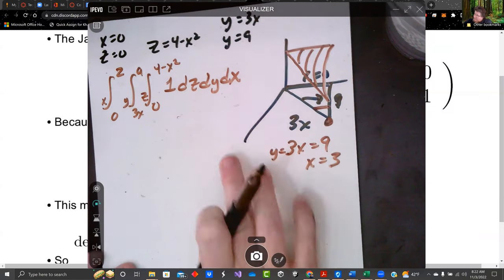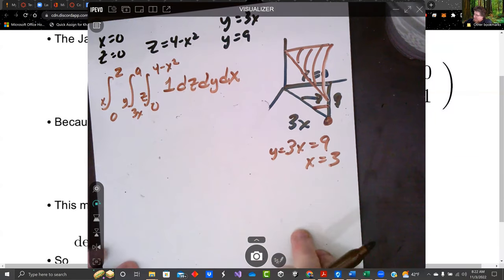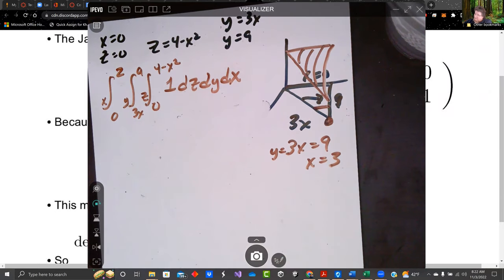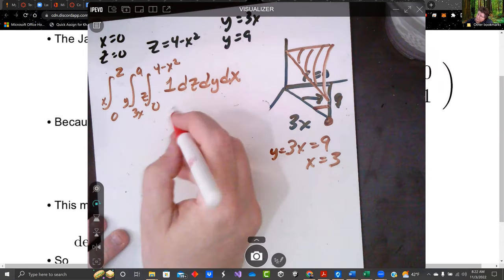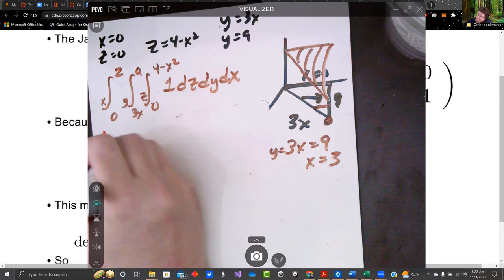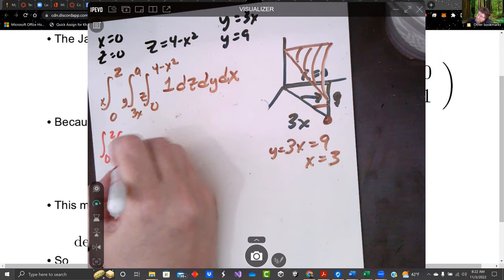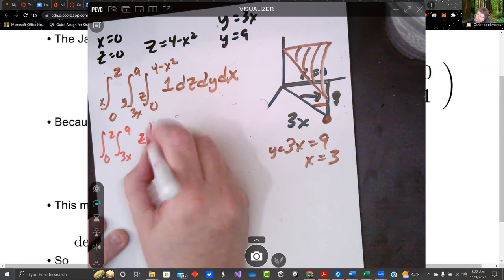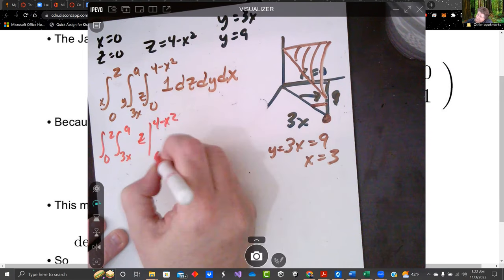Either way, I think we got the boundaries well enough. So let's start integrating. We start off, the first one is z. Z from 0 to 4 minus x squared, and 0, we got dy dx.